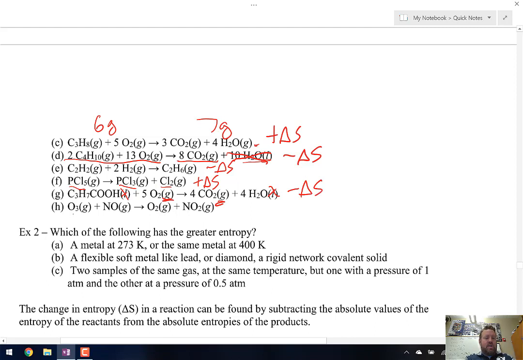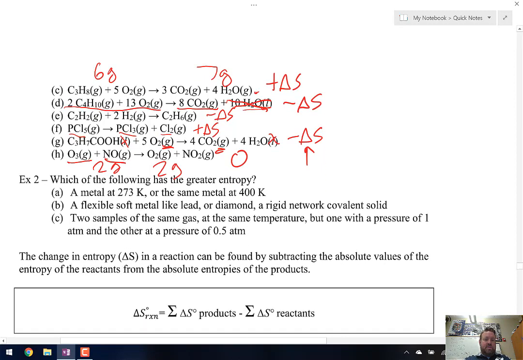And then on our last one, letter H, this is what I was talking about. You've got 2 gases on this side, and you've got 2 gases on this side. So in that case, we can predict that there is no noticeable change in the entropy. So again, the change in the entropy is going to be very close to 0.